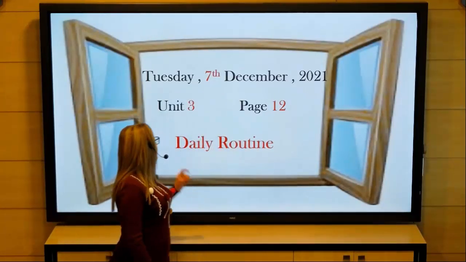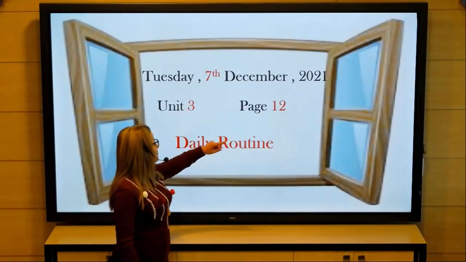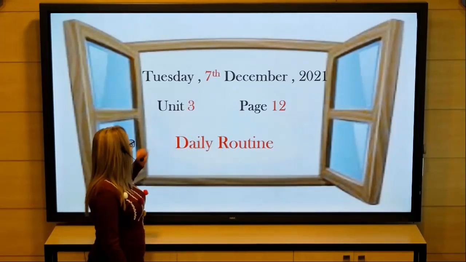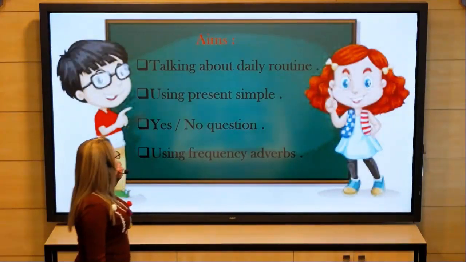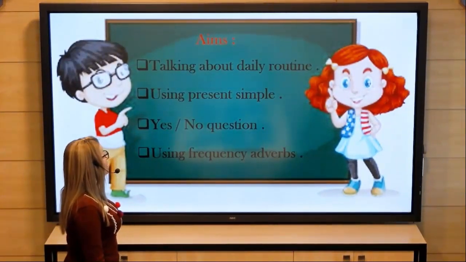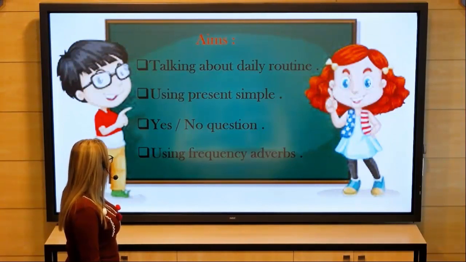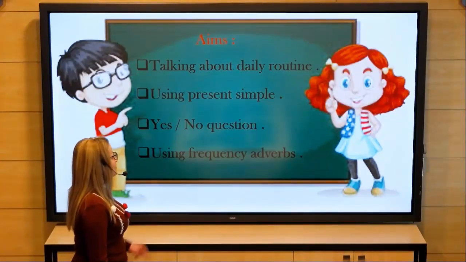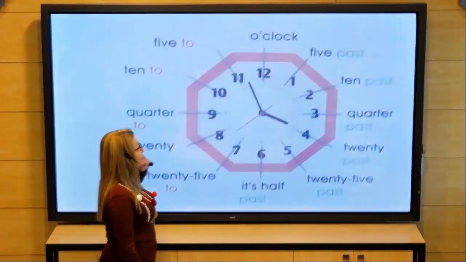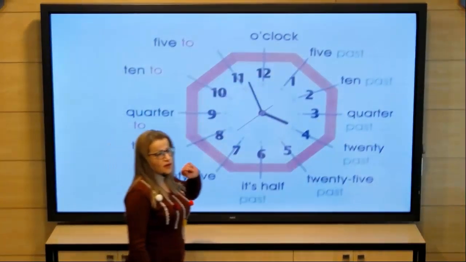We are going to study Unit 3, page 12, and the title of our lesson is Daily Routine. The aims of our lesson: talking about daily routine, using present simple, yes or no questions, and using frequency adverbs. Before we start our lesson, let's revise the clock.